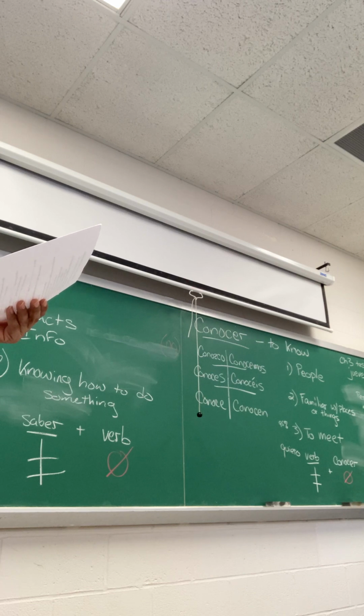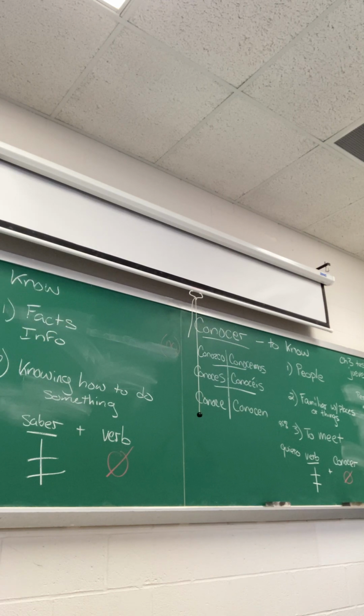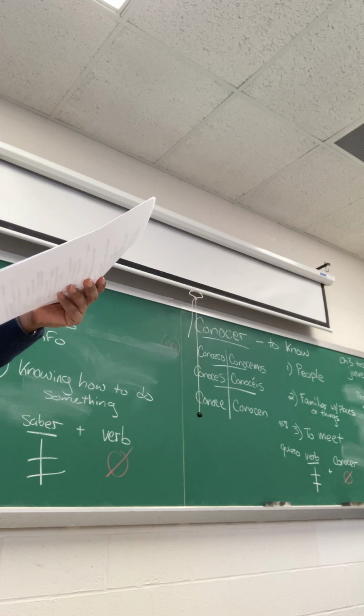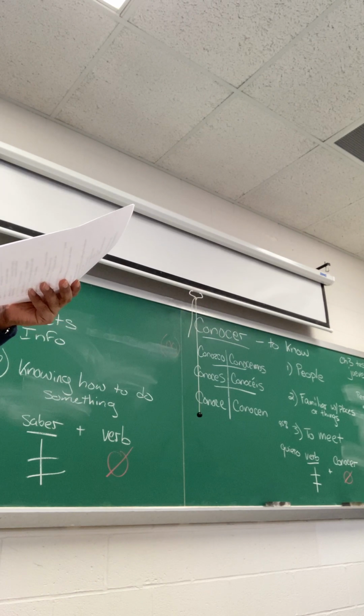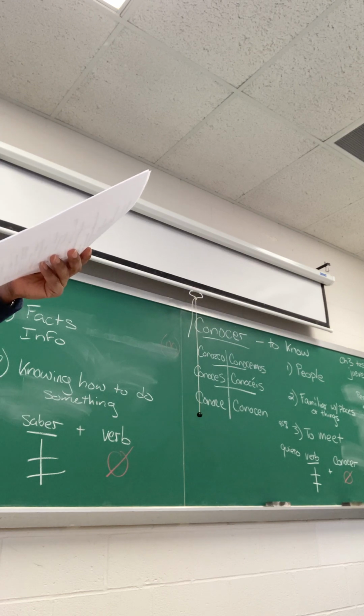Número 7, number 7. I don't know why she wants a dog. Saber or conocer? Saber. What's the information, Felice? Yeah, well, we don't know why she wants a dog. Okay? Number 8, I know San Francisco pretty well.